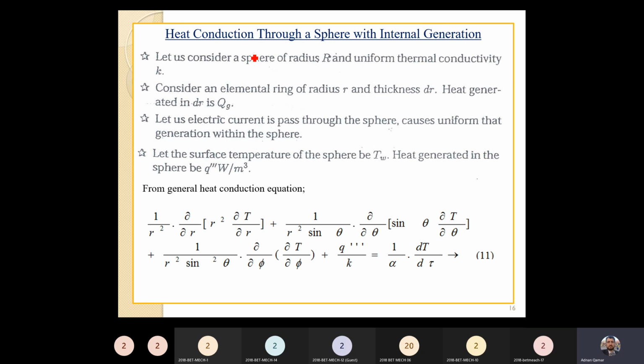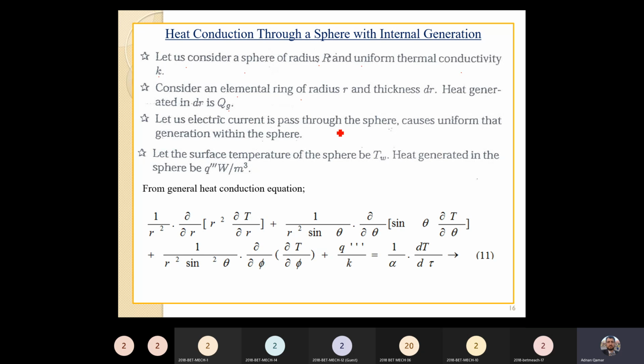And if we consider another case, heat conduction through a sphere with internal generation, then what would happen? In the previous case, in the similar manner, we will just consider the heat conduction due to internal heat generation. So let us consider a sphere of radius r and uniform thermal conductivity K. Consider an elemental ring of radius r and thickness dr. Heat generated in dr is Qg. This is the heat generated within the system.